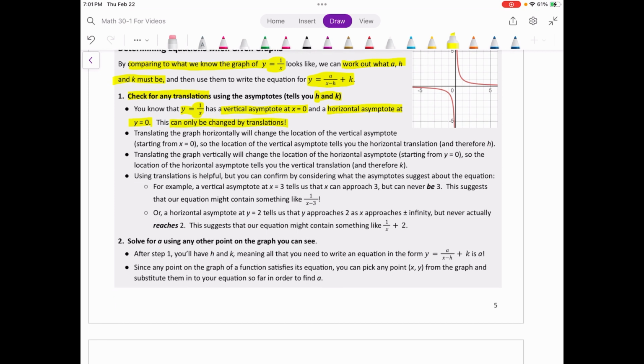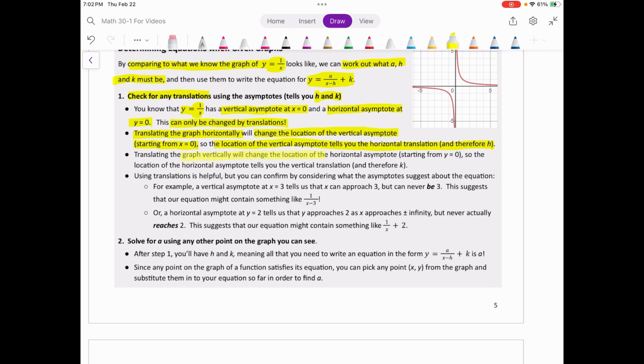So that's what I'm talking about in this section here. Translating the graph horizontally will change the location of the vertical asymptote, and it's starting from x equals 0. So wherever it ends up, that's just how far we slid it. The location of the vertical asymptote tells you the horizontal translation, and therefore h. So right off the bat, just by looking where the vertical asymptote is, we've got 1 down, 2 to go, okay? The other one's just as simple.